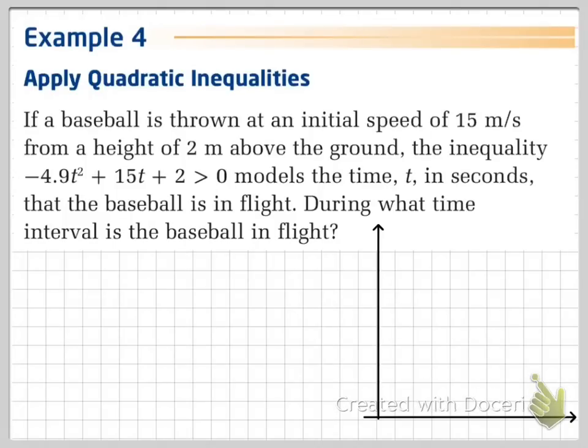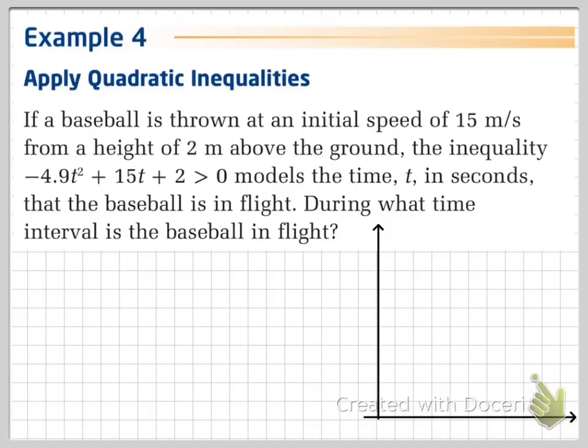Here in example 4, a baseball is thrown at an initial speed of 15 meters per second from a height of 2 meters above the ground. The inequality negative 4.9 t squared plus 15t plus 2 is greater than 0 models the time, t, in seconds that the baseball is in flight. During what time interval is the baseball in flight?